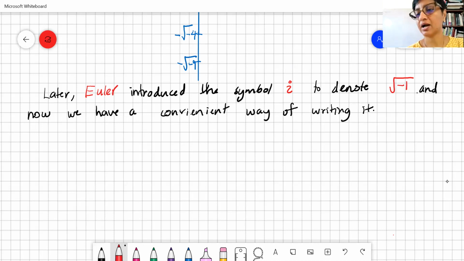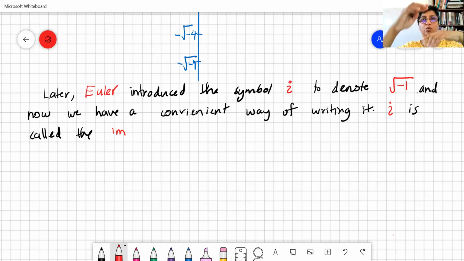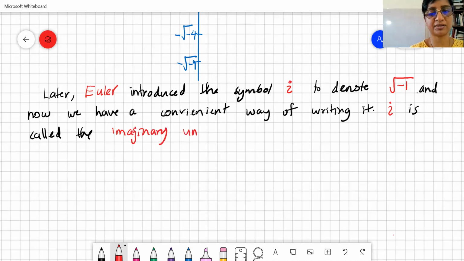i is called the imaginary unit. The word unit means it's 1 unit long. It's on the imaginary line. If you want to go in 1 unit measurements, i is the one. It's like 1 on the real axis, it's i on the imaginary axis, right? It's the imaginary unit. It's 1 unit long. It's imaginary.